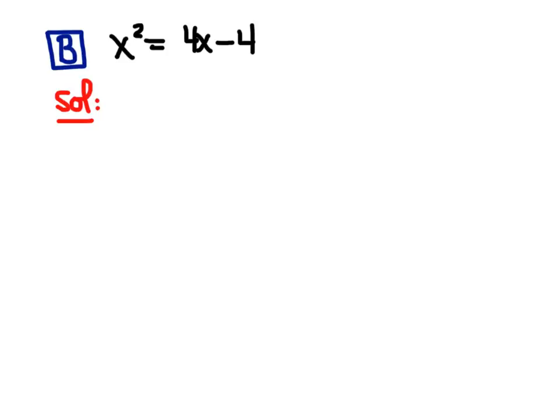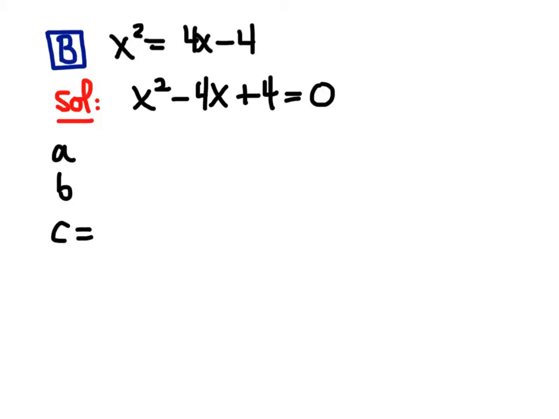Here's part B. We have x squared equal to 4x minus 4. Now the first step is to collect all of the terms onto one side. So in our case, I'm going to bring everything to the left. You don't have to do that, but that's just what I prefer. The next step is to identify what your a, b, and c values are. So in this case, the coefficient on the x squared is really a 1, so a is 1, b is minus 4, that's the coefficient on the x, and c is 4. All right, and then we're going to go right into the quadratic formula.